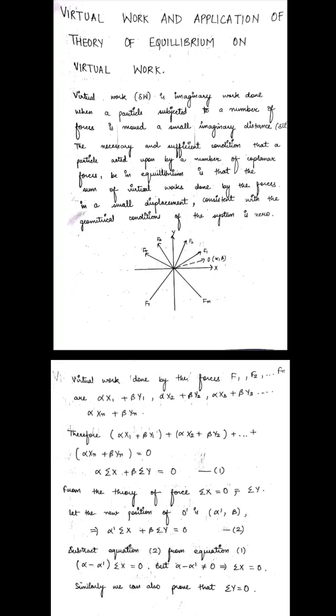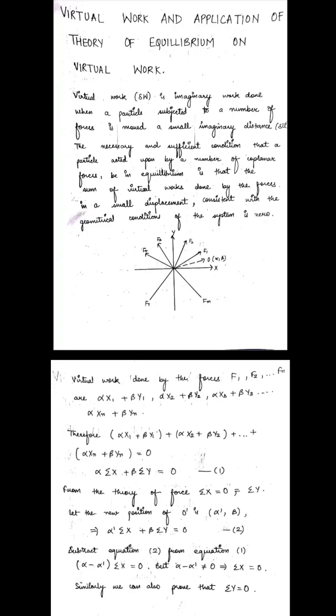The virtual work done by the system of forces F1, F2 till Fn are alpha x1 plus beta y1, alpha x2 plus beta y2, alpha x3 plus beta y3 till alpha xn plus beta yn. Therefore, alpha x1 plus beta y1 plus alpha x2 plus beta y2 plus till alpha xn plus beta yn equals 0. Then alpha summation x plus beta summation y equals 0, which will be equation 1. From the theory of forces, summation x equals summation y equals 0. Let the new position of O be O dash, with coordinates alpha dash, beta, which implies alpha dash summation x plus beta summation y equals 0.